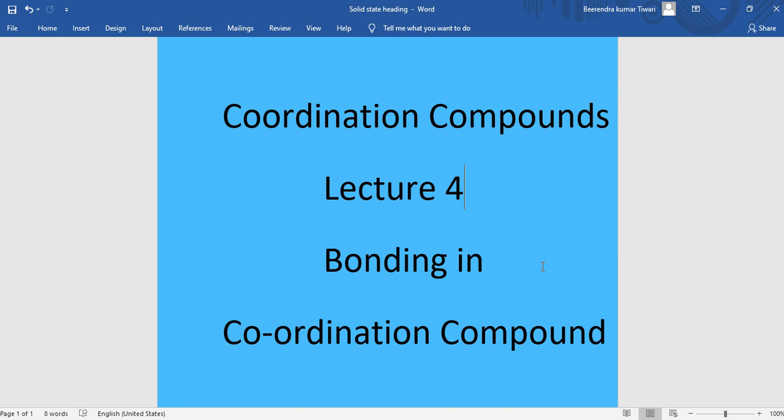Very, very important part. It is important from the examination point of view, right? So bonding in coordination compound we are going to discuss here.